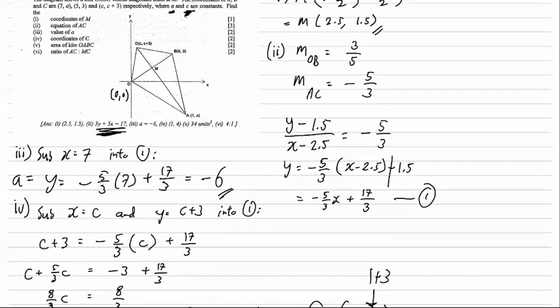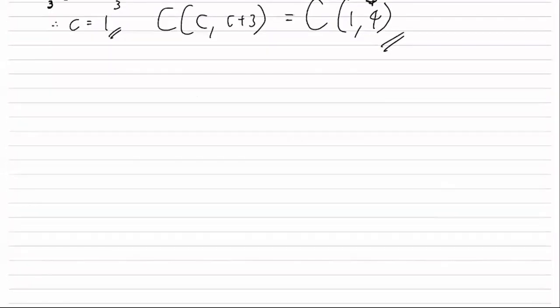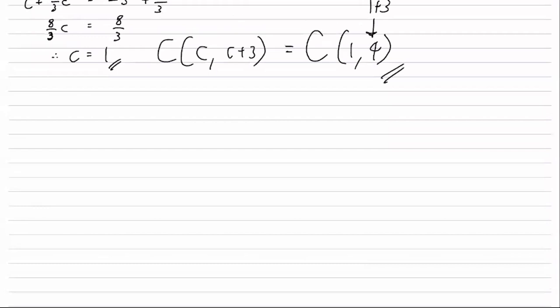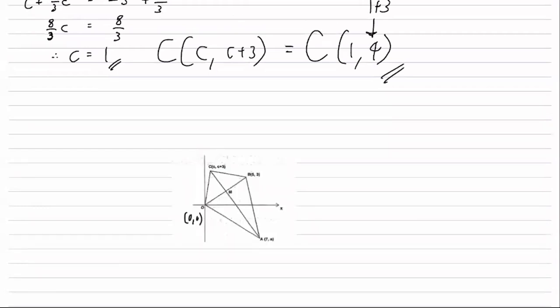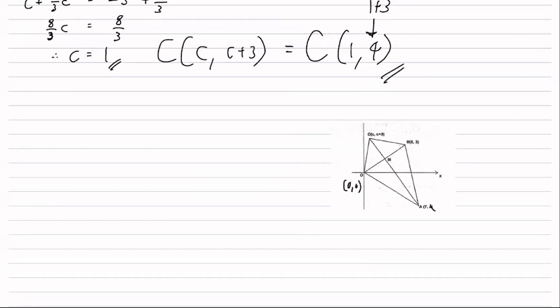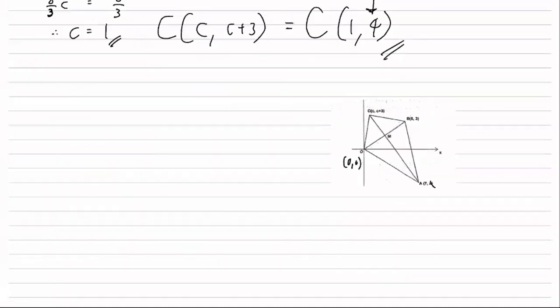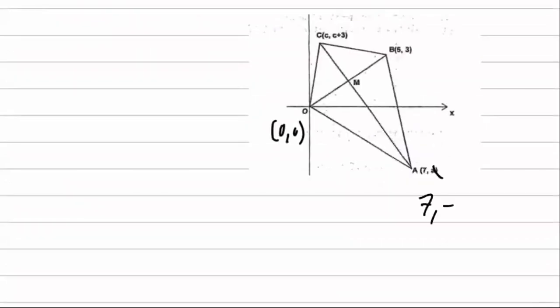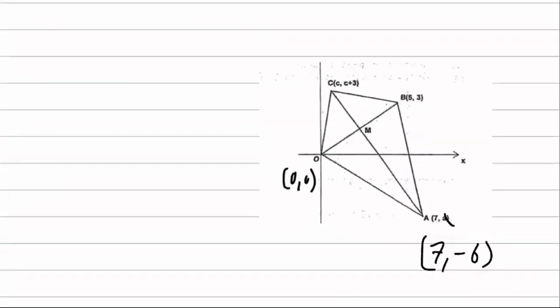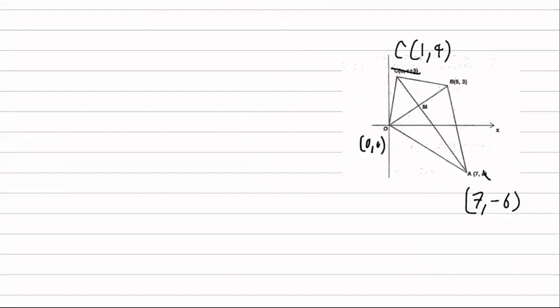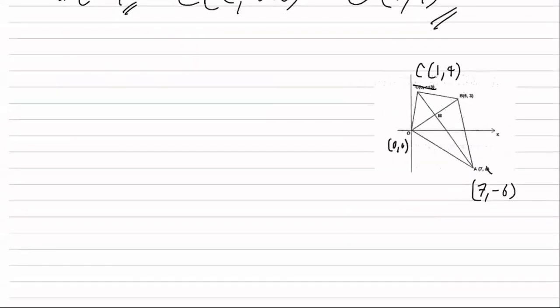Let me just copy down the diagram so I don't need to keep moving up and down. Paste it here. What are the coordinates? This is 7 comma, what was A again? -6. So this is 7 comma -6. And what are the coordinates of C again? It's 1 comma 4, right? Yeah, then we can find the area using shoelace.